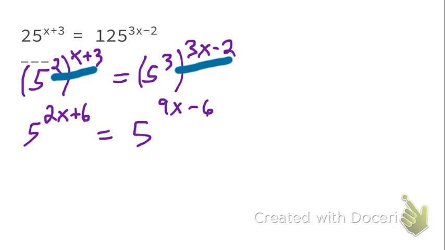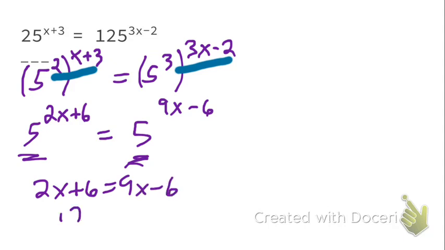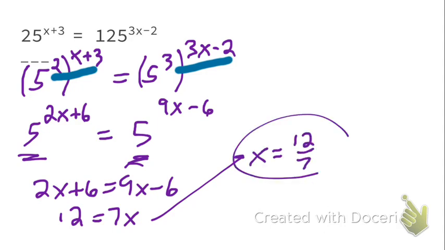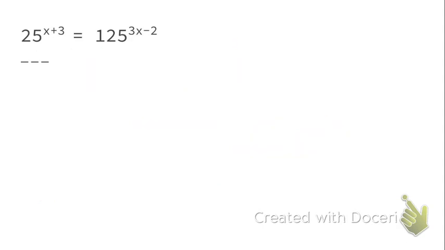Alright, so now that both bases are the same, we could just set the exponents equal. So we get 2x plus 6 equals 9x minus 6. So that becomes 12 is equal to 7x. So x is 12 over 7. Okay? Cool. Let's see what else we got here.